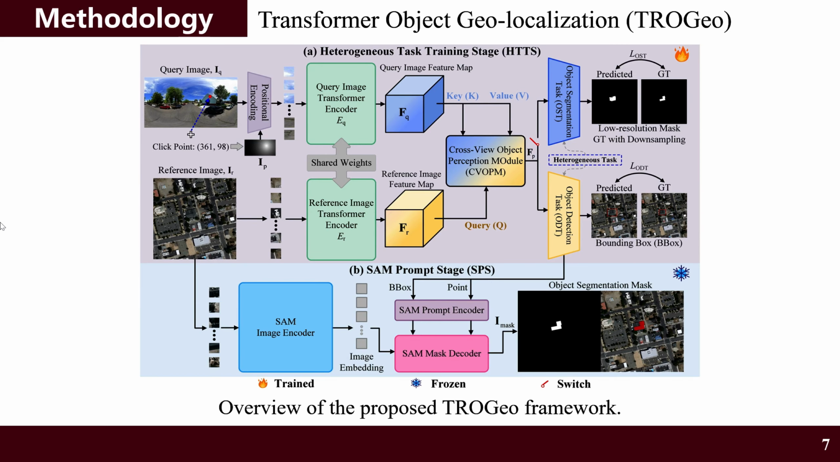To tackle cross-view object segmentation challenges, we proposed Transformer Object Geolocalization (TROGO), a two-stage framework. First, the heterogeneous task training stage HTTS employs a single transformer encoder with a cross-view object perception module CVOPM and is trained by learning a heterogeneous task. Second, the SAM prompt stage SBS utilizes SAM's zero-shot segmentation capability, guided by HTTS outputs, to generate precise masks.